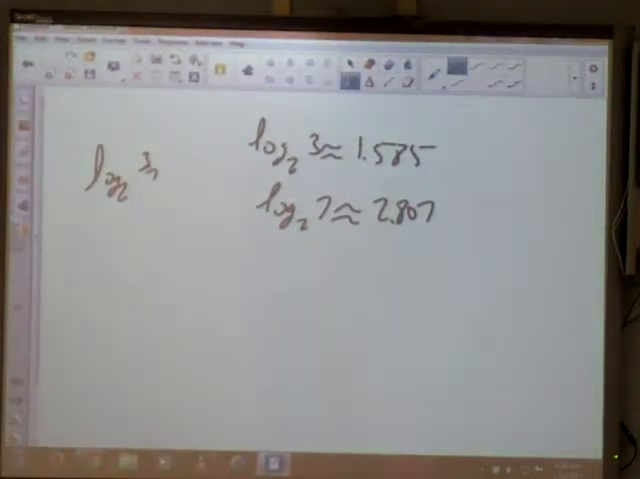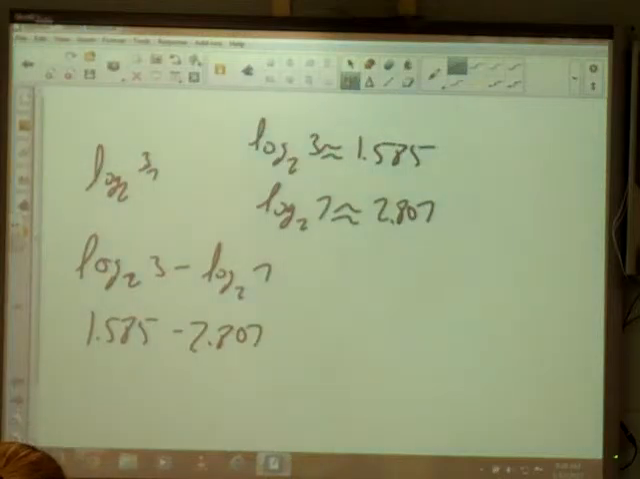So this is division. Division is friends with subtraction, so I would have the log base 2 of 3 minus the log base 2 of 7. And now I know what those are close to. So I would just say 1.585 minus 2.807. Say that again? Why not log? Because this is equivalent to that. If you hit log base 2 of 3 on your calculator, this is what it will tell you, so you don't use that log anymore. So that would be about negative 1.222.